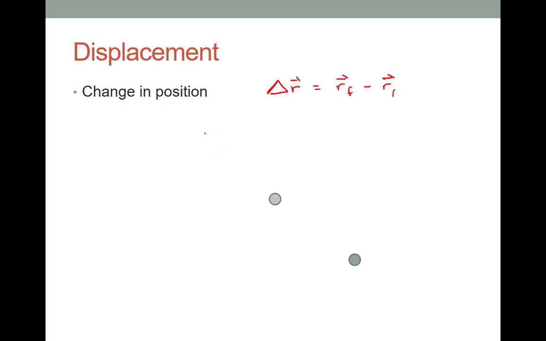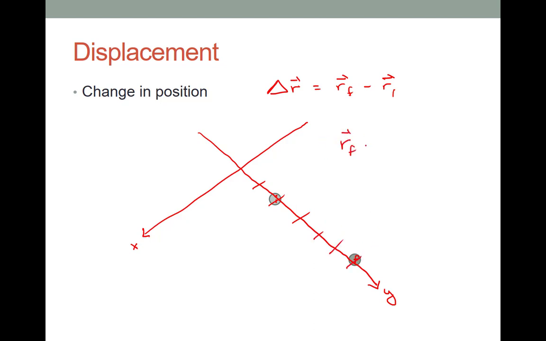So here I have two positions. I'm going to let this one be the initial position, this one be the final position, and I'm going to define a coordinate system such that my y-axis goes straight through those two. And let's make our lives kind of easy. 3, 4, 5, 6. So I see that the final position is now 6 j hat, and the initial position is at 2 j hat.